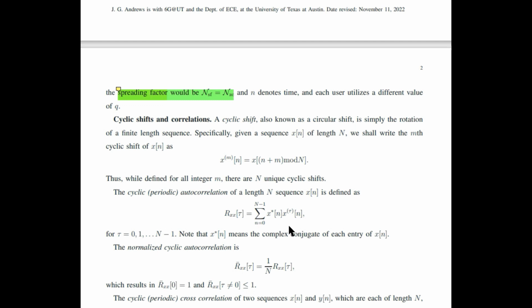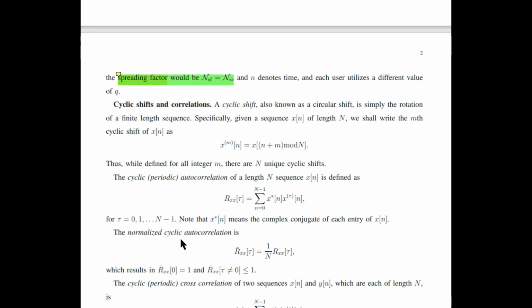The cyclic autocorrelation of a length N sequence x(n) is defined as R_xx(tau) equal to the sum for n equal to 0 to N minus 1 of x*(n) x(n plus tau), where x* means the complex conjugate, and n denotes the time index. Here tau is from 0 to N minus 1.